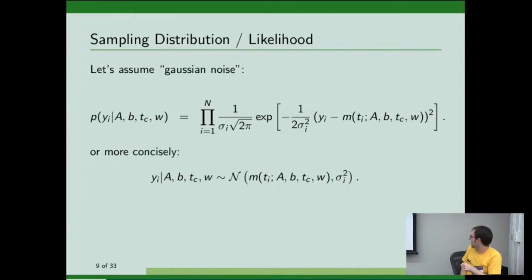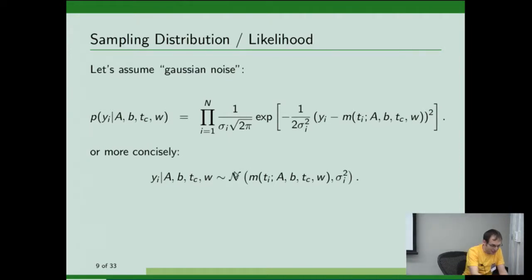So I'm just going to go ahead and make standard assumptions. Sampling distribution, I'm going to assume Gaussian noise, which is very common for noise models. So the sampling distribution for the data, for all the y's, is a product of n terms, each of which is a Gaussian, and the mean of the Gaussian is given by the model function.